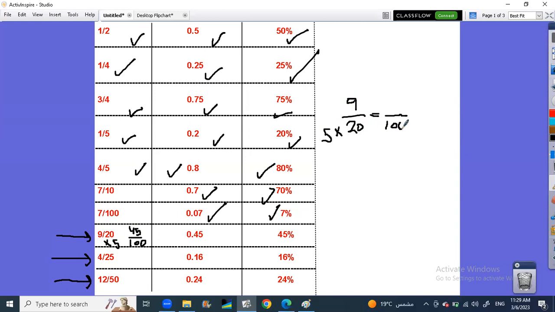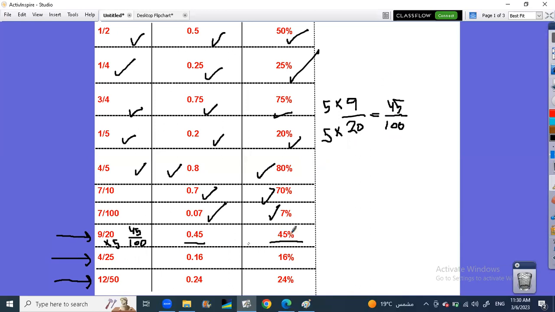All right, guys? Please make sure that you know this very well. Whatever we did to the denominator must happen also to the numerator. So it's 5 times 9, which is 45. Okay, so now 9 over 20 has changed to become 45 over 100. Now I can convert 45 over 100 into a decimal, which is 0.45, and I can convert it into a percentage, which is going to become 45%.